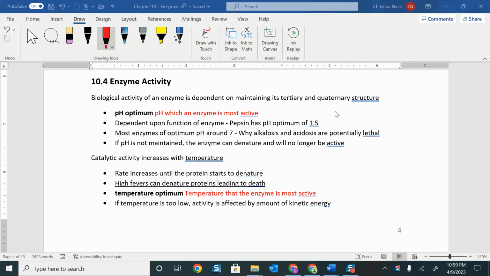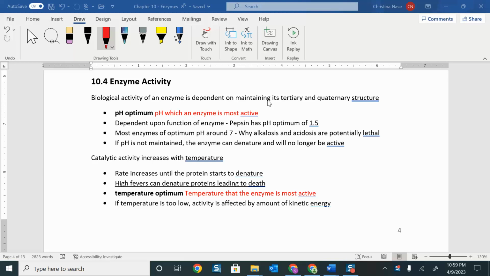You start getting some alpha helices and beta sheets. And then those structures fold in, and that's your tertiary structure. And then if you have two different polypeptide chains that interact, then that's the quaternary structure. And so in order for the enzyme to be active, you have to maintain that structure. You have to maintain the tertiary or quaternary structure.